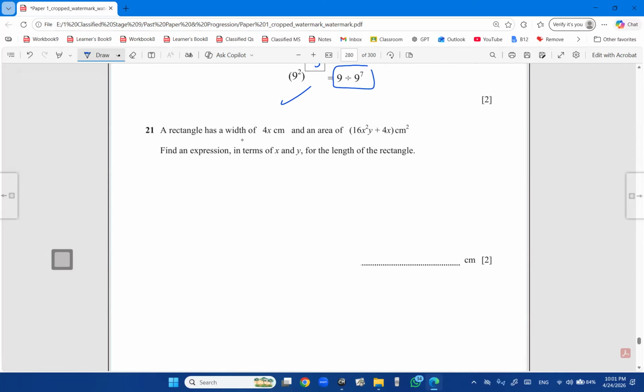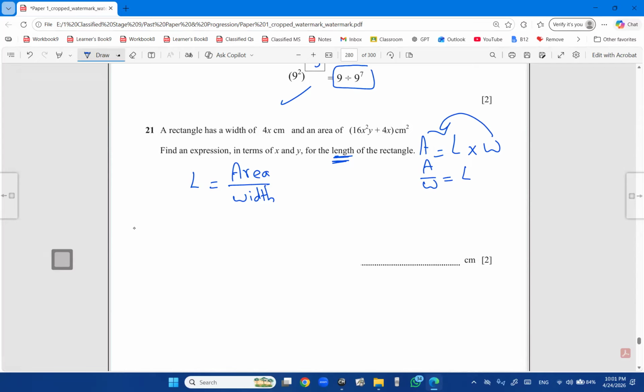A rectangle has a width of 4x centimeters and an area of 16x squared y plus 4x centimeters squared. Find an expression in terms of x and y for the length. Well, I know that the length equals area divided by width, right? No, mister, I didn't know that. Well, you should know that area equals length times width. And if you want the length, then I'm going to send the width there, division. So length equals A over W. That's what we've written. Okay, mister, now I understand.